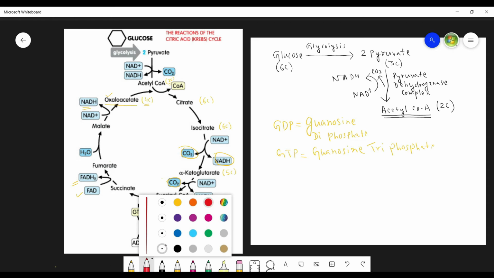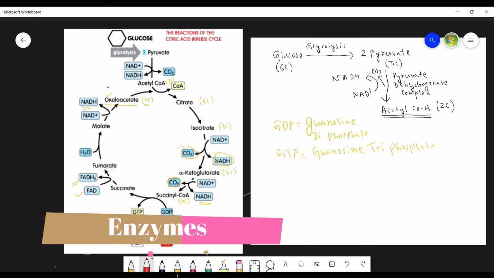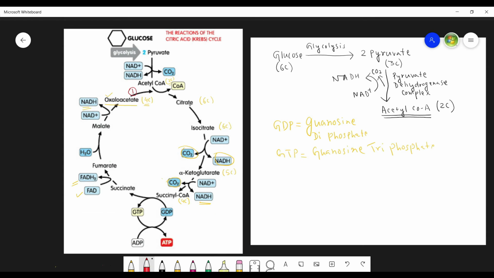Now let us see which enzymes are involved. Now I am writing 1, then here 2, then here in this step 3, here in this step 4, here 5, here 6, here 7, and here 8. So let us start with number 1. Number 1 is citrate synthase. Number 2 is aconitase.